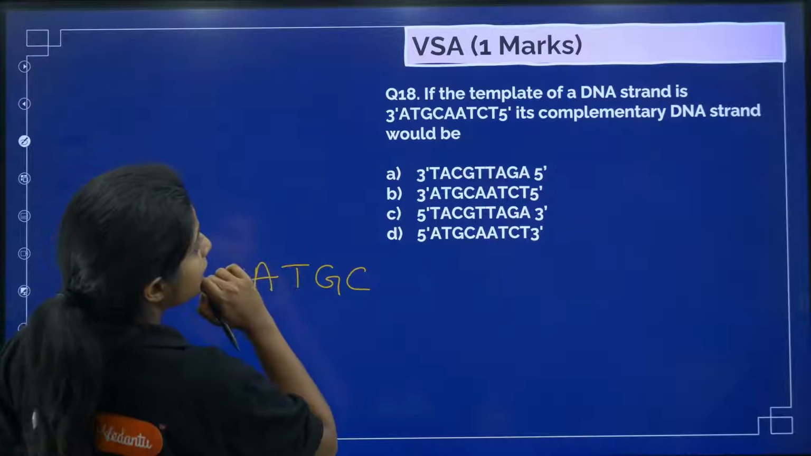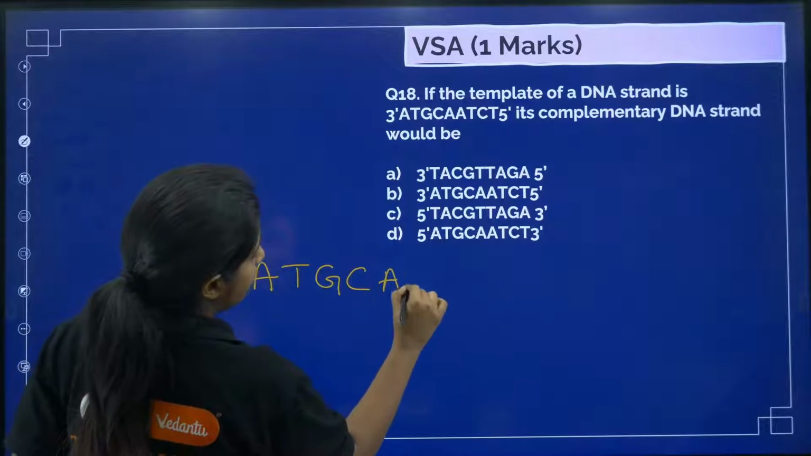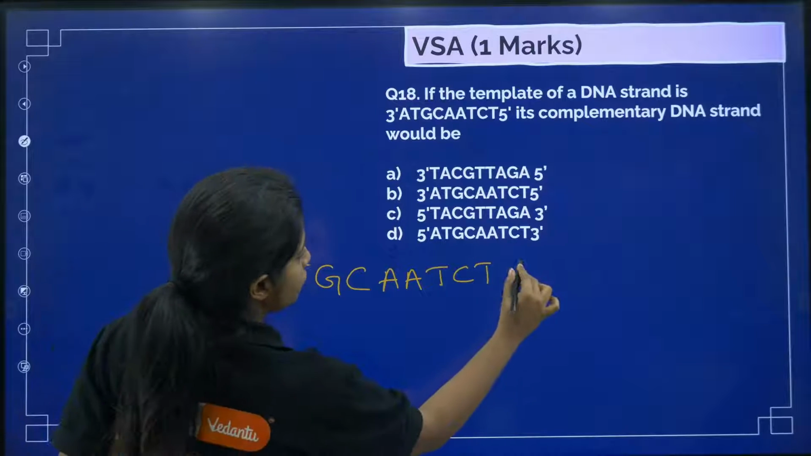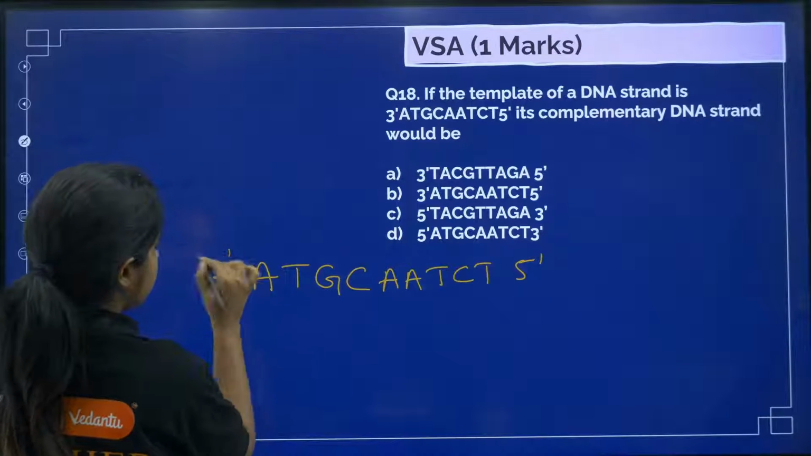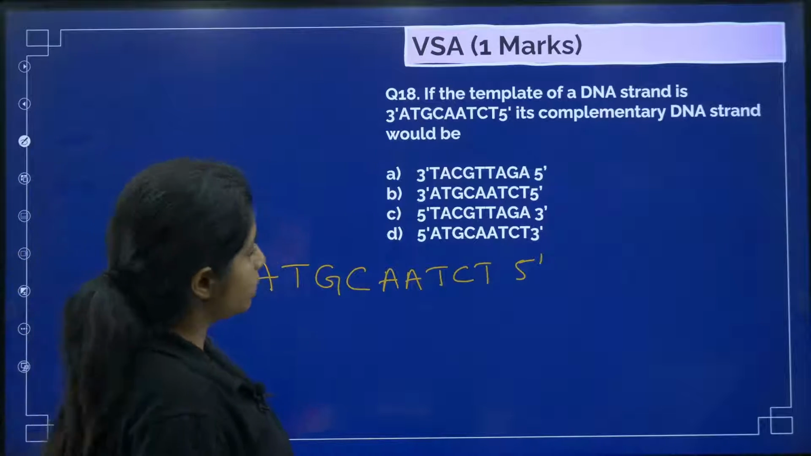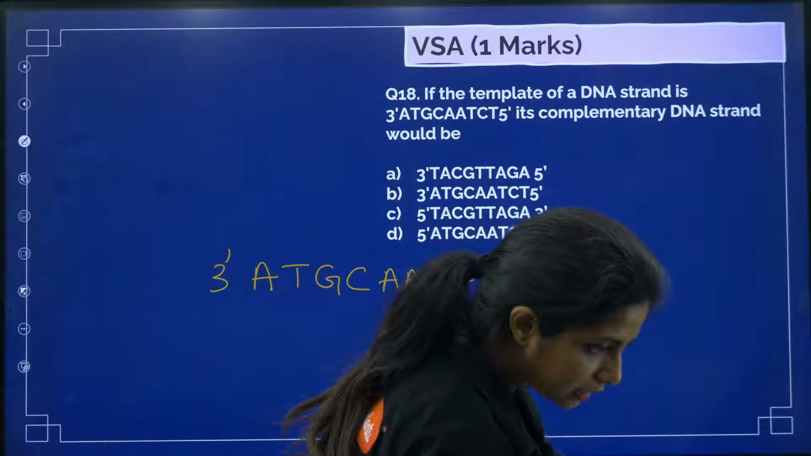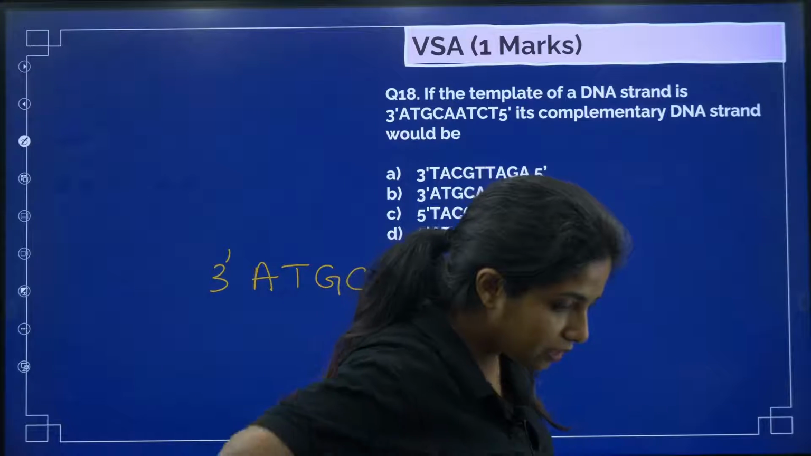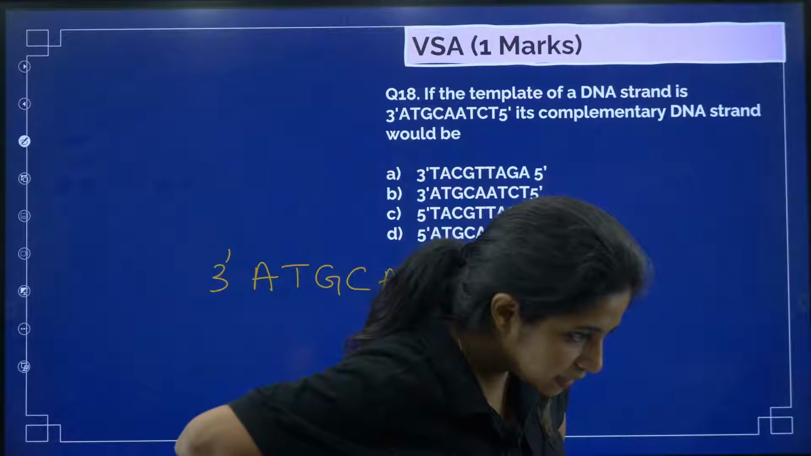Okay, A, T, G, C, A, T, C, T, and then you have what? 5' end. This is the 3' end. Now you have to make a complementary strand of it. What is a complementary strand? A with T, G with C, everything is coming, right? C, okay.